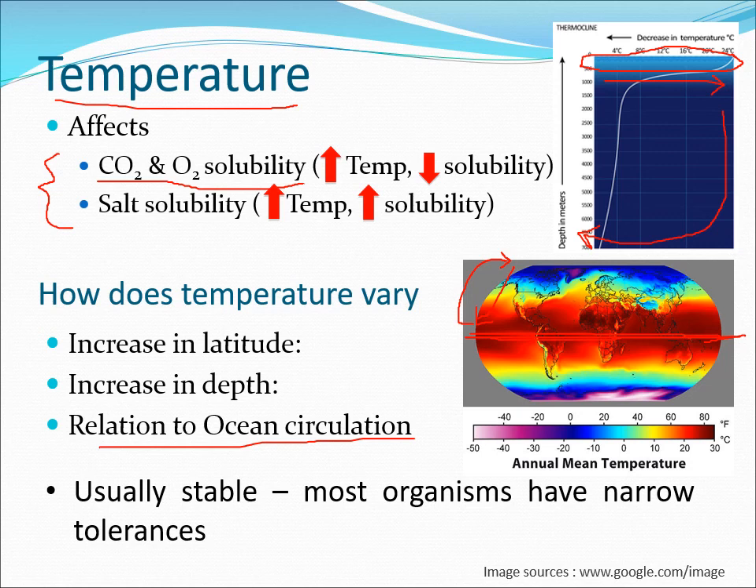Now it is found that most organisms have a narrow range of temperature tolerance. As I already told you, organisms are not able to cope if the temperature rise or fall is very high in amount, because organisms can survive only within a narrow range of temperature and other physico-chemical conditions.